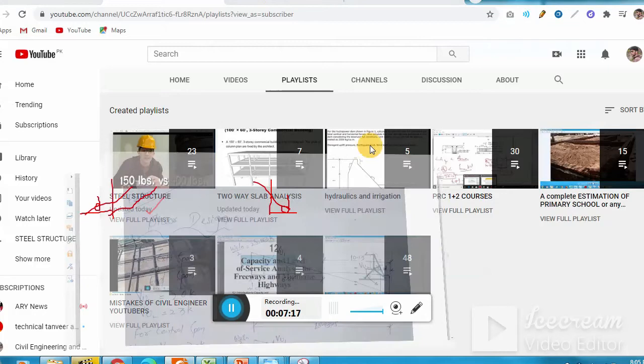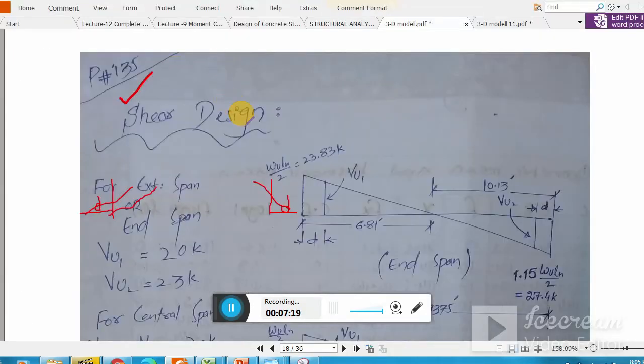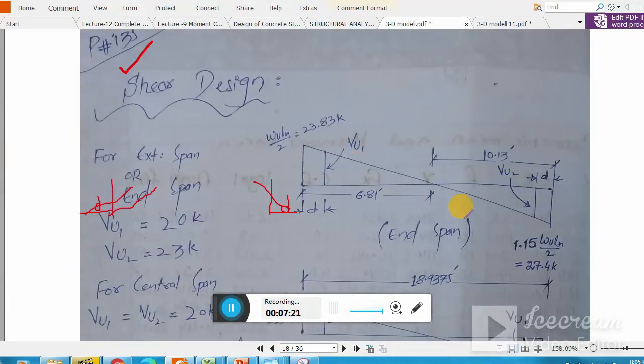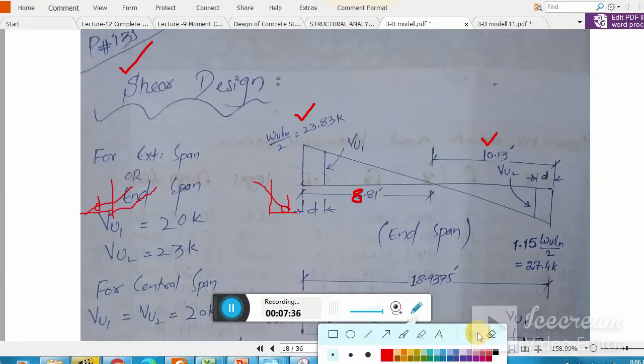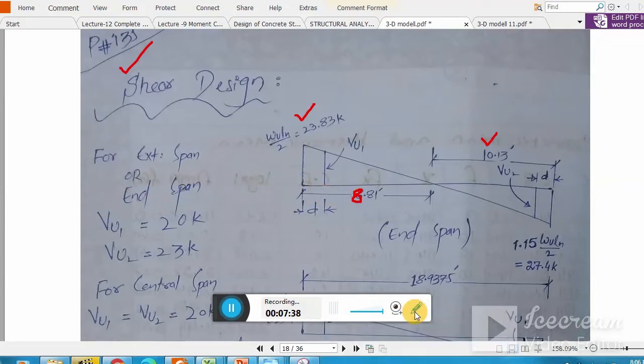The shear design is simple. We already calculated this. This is basically 8.81. I calculated this in lecture number 7, I think, and I also calculated this one. Now I have to find out the shear value VU1. So from the similar triangle rule you can easily determine VU1. Simple, you know about the distance.